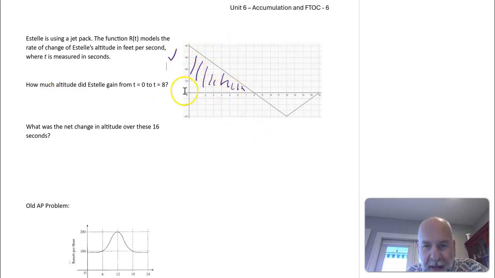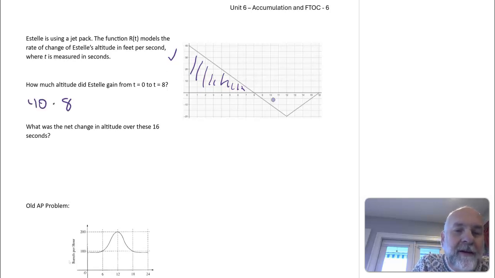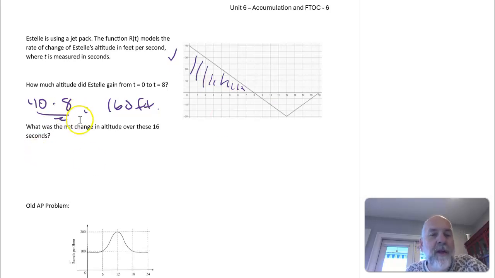And you can work that out pretty fast. It's 40 times 8 over 2, so 160 feet. 40 times 8 divided by 2, just using area of a triangle stuff. So that's 160 feet. Cool. But then it says, what was the net change in altitude over these 16 seconds? So all the way to the end.